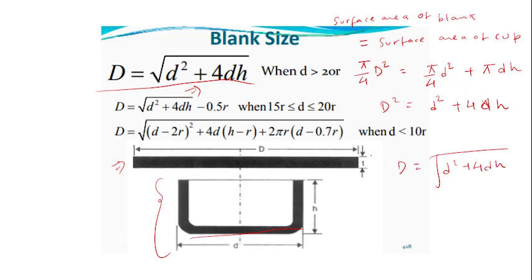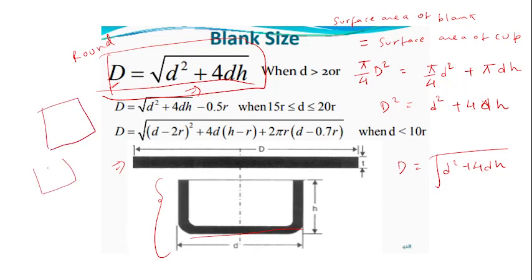So mostly in the question, they will give you the cup diameter and the height, and they will ask you what should be the blank size. If it is a round blank, then directly you remember this formula, you apply the formula and you get the answer. In most questions, you will get a round blank only. If the blank is not round, suppose it is a sheet of some other shape, and from that you are making a rectangular cup, then you have to use the condition that the surface area of your blank will be equal to the surface area of your cup.